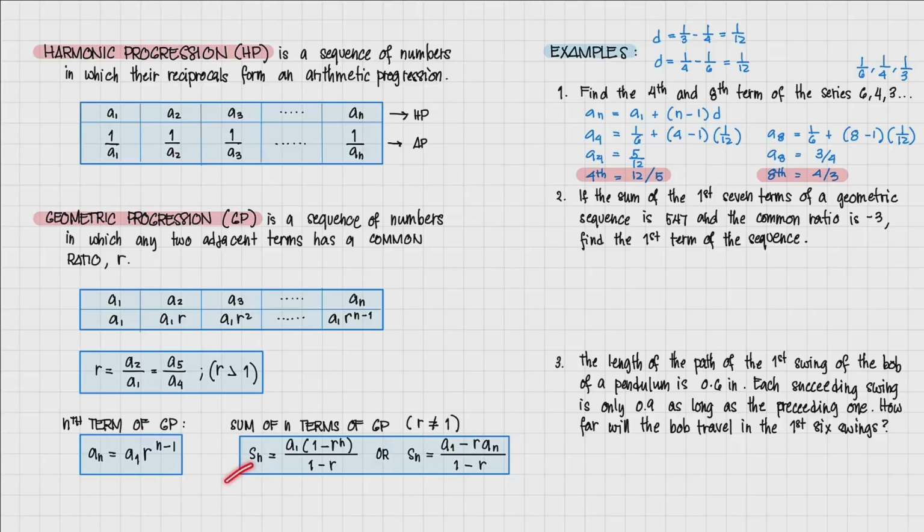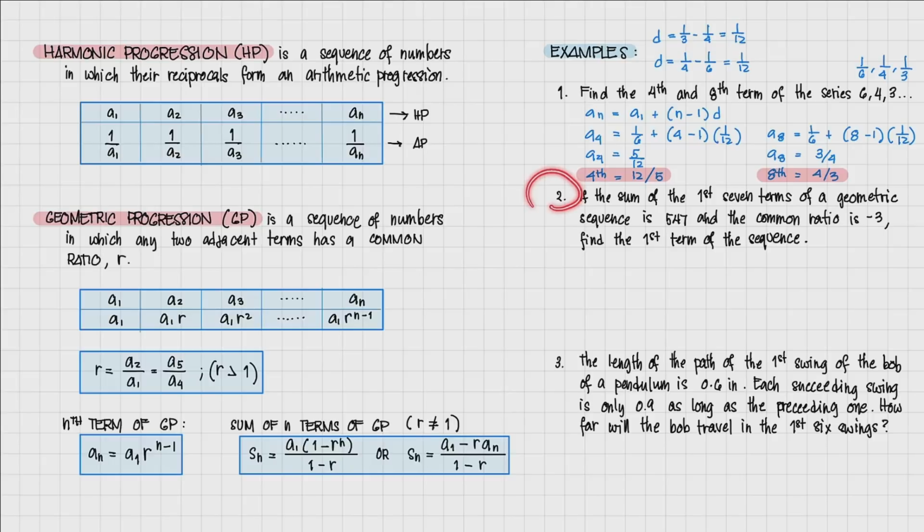And for the sum of n terms of a geometric progression where R is not equal to 1, we're going to use these two formulas. Sn is equal to A1 times 1 minus R raised to n, all over 1 minus R, or Sn is equal to A1 minus R times An, divided by 1 minus R. Alright, so let's try and solve some problems.